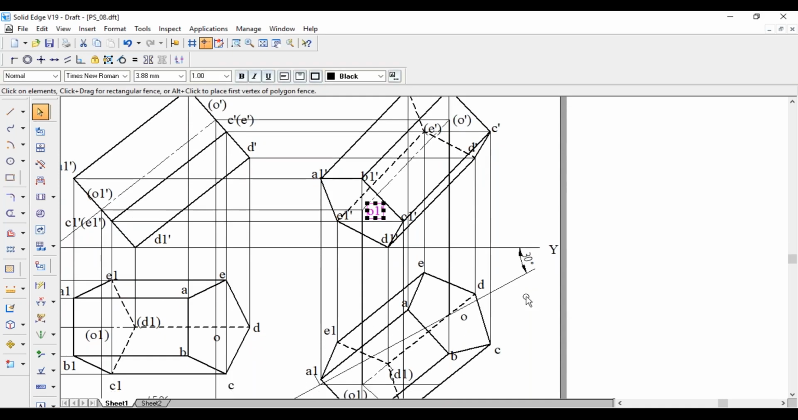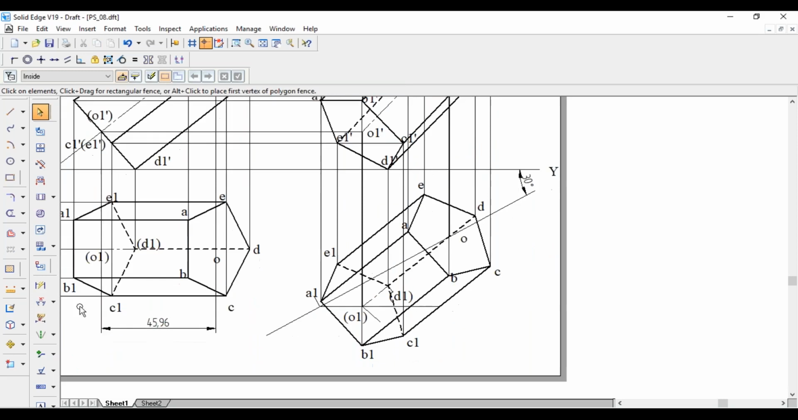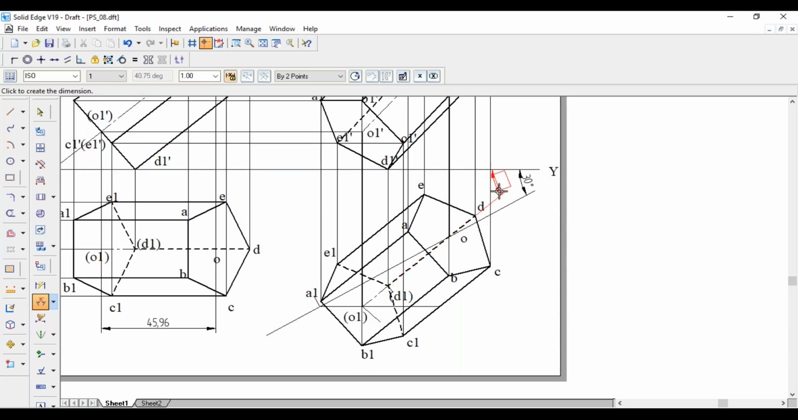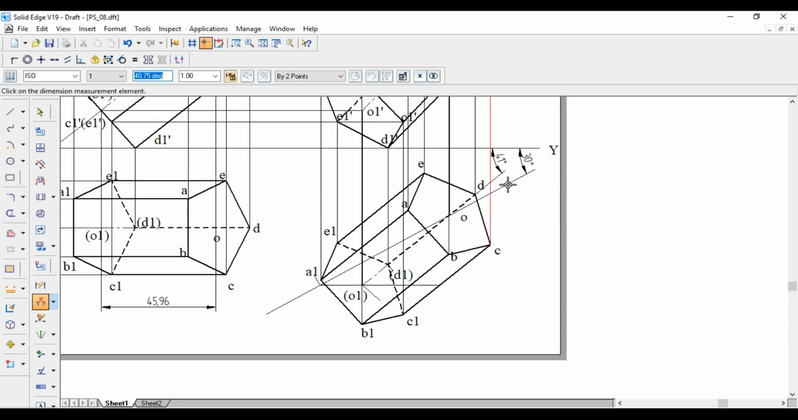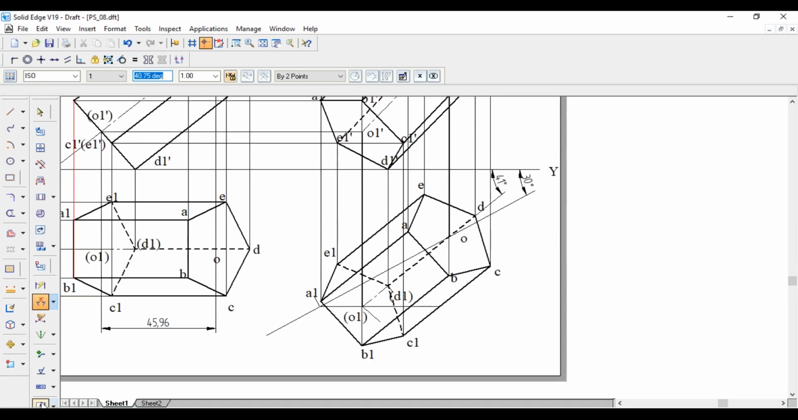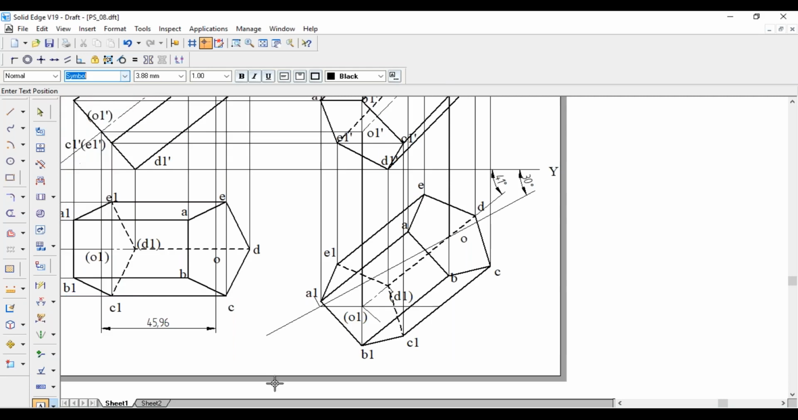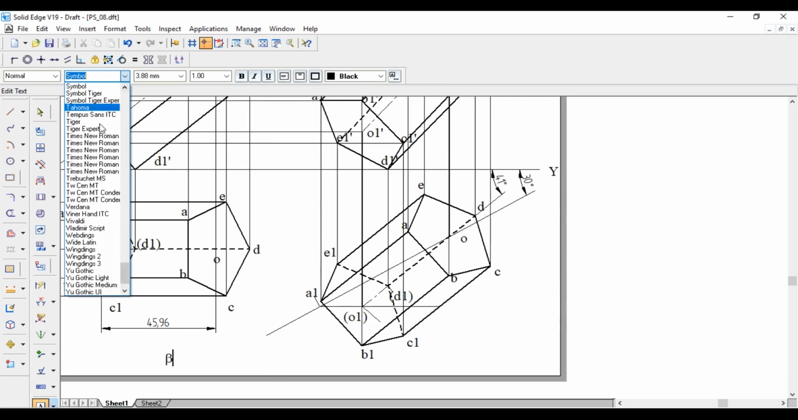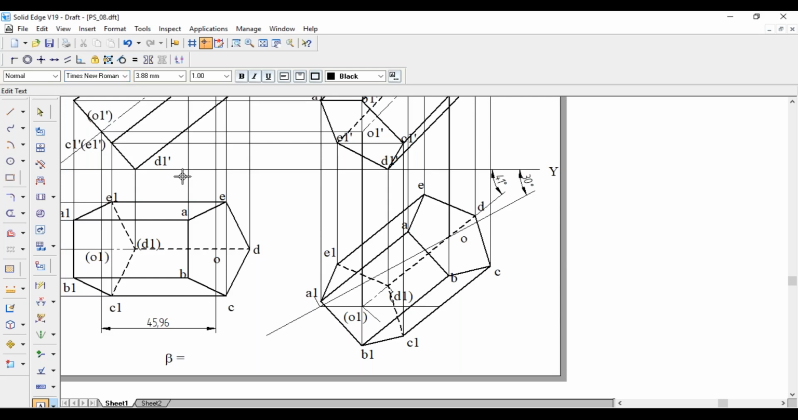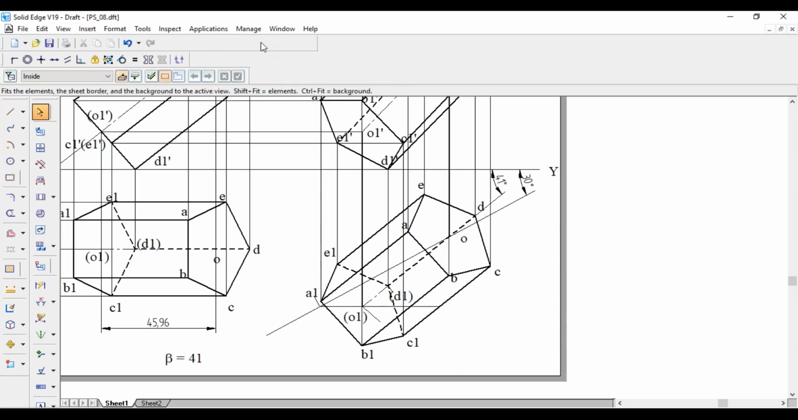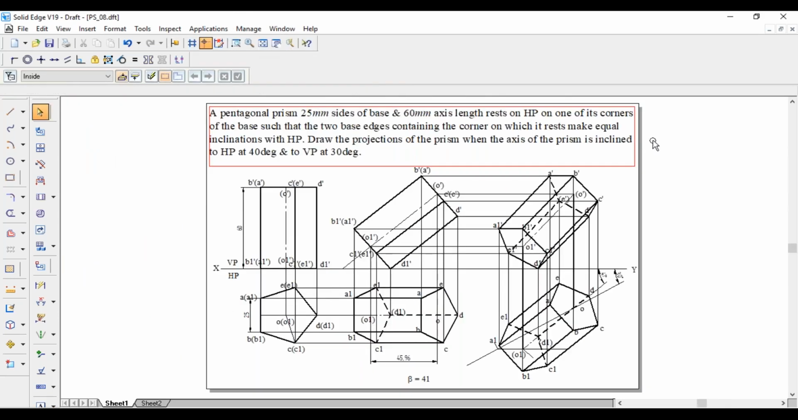As it is a locus problem, we have to measure the apparent inclination also, that is the angle between line xy and O1, that is 41 degrees. Apparent inclination in the top view, that is beta. So beta equals 41 degrees. This completes the problem. Thank you. Please subscribe to my channel.